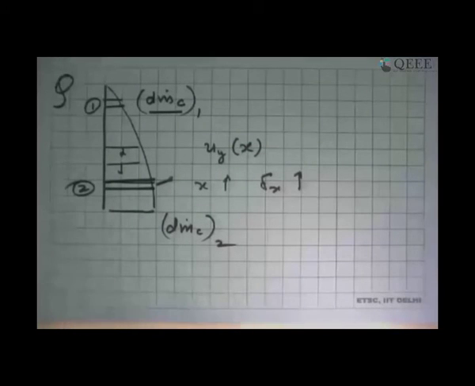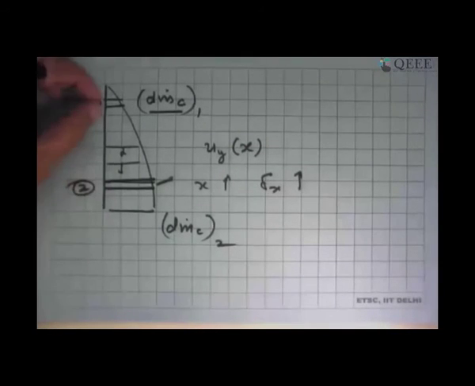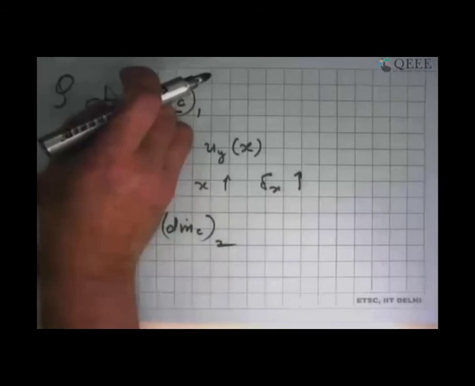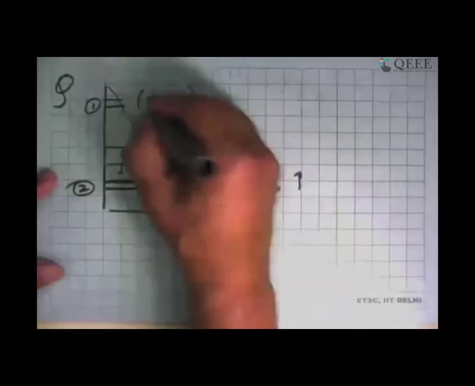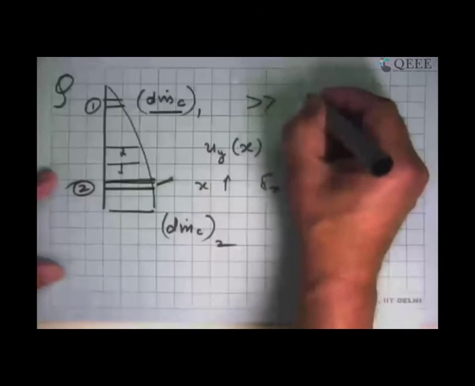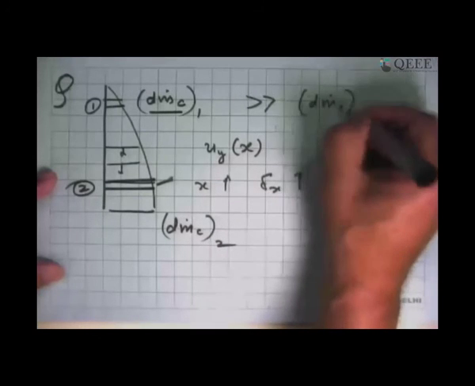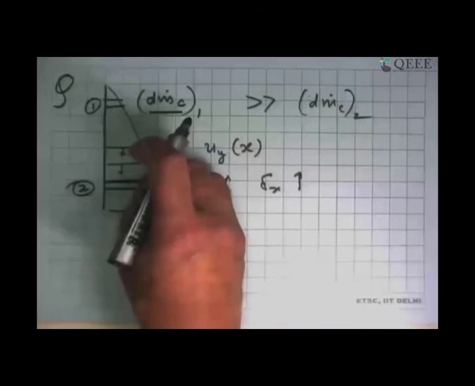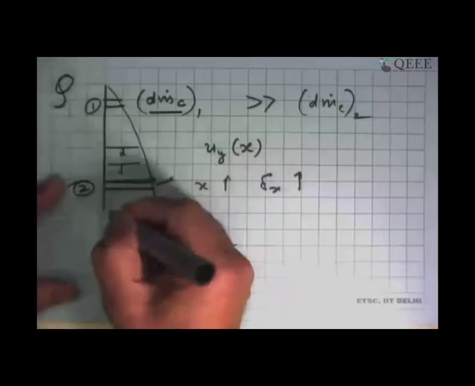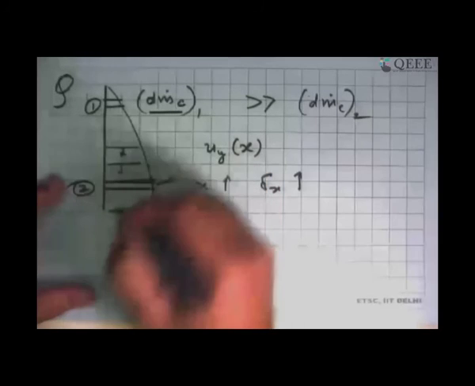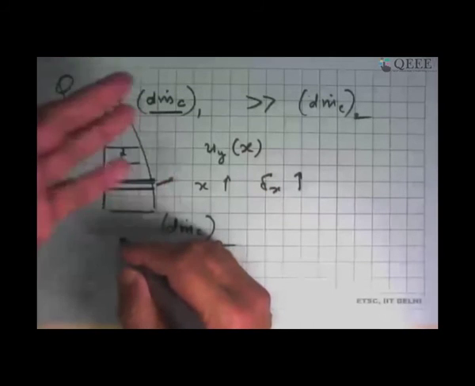Which one will be more? If the width is the same, here the thickness of the film is less, so we can say that this one is much greater than dm dot c at 2. It means the amount of mass being added to the film has become less and less, and that is the reason why your mass flow rate will not keep on increasing the way it was.